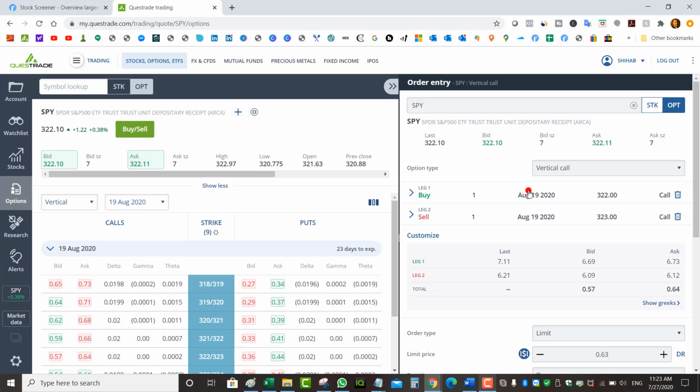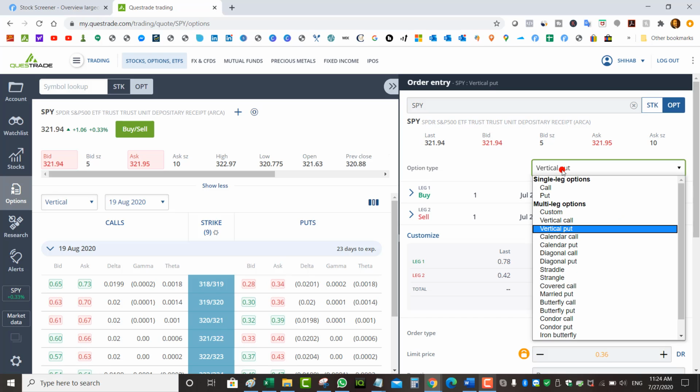And when doing a call debit spread, in order to be a debit spread, basically the call that you're buying is the lowest call, and then the call that you're selling is the further out call. If you're doing a put debit spread, it's going to be the opposite. The put that you're buying is going to be the higher put, and the put option that you're selling is going to be the lower.